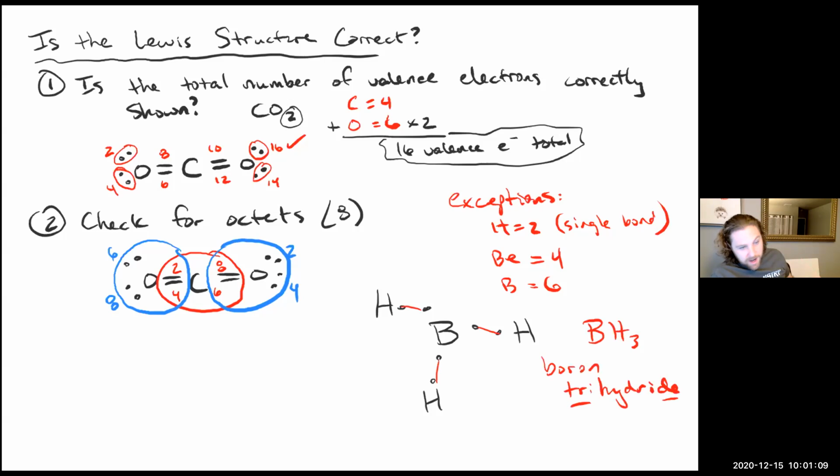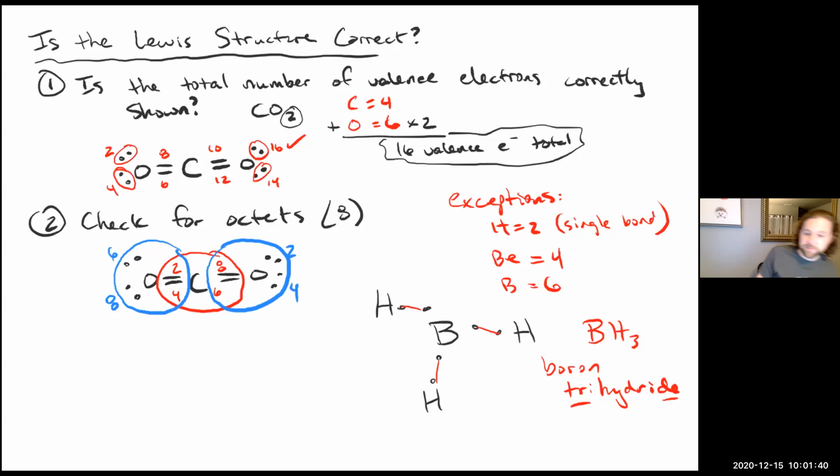This is not an octet, it's only 6, but for boron, that's okay. But anything after boron, carbon, nitrogen, oxygen, phosphorus, sulfur, fluorine, all the other nonmetals are going to need 8 for right now, for our purposes. Now, again, technically, there's ways that some of these atoms can have more than 8, 10, 12, 14, 16. And those are larger, more complicated structures. We don't get into that right now. So right now, the magic number is 8.